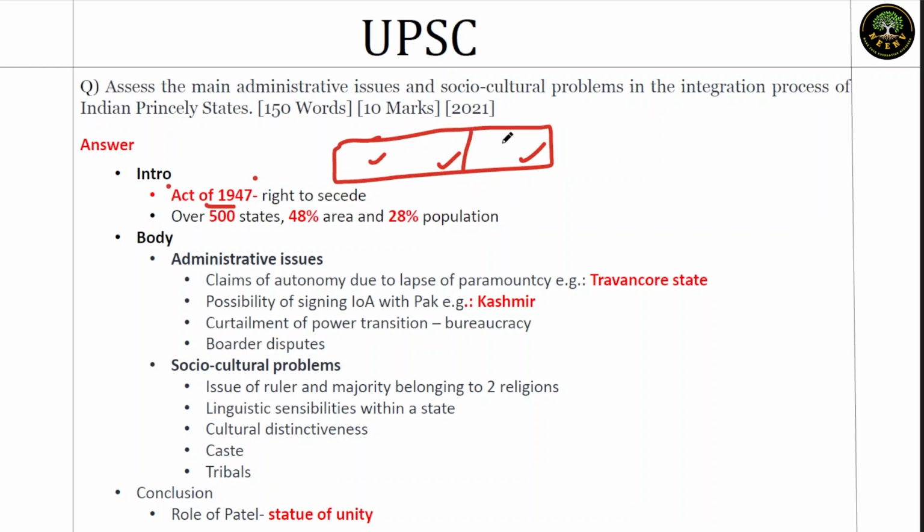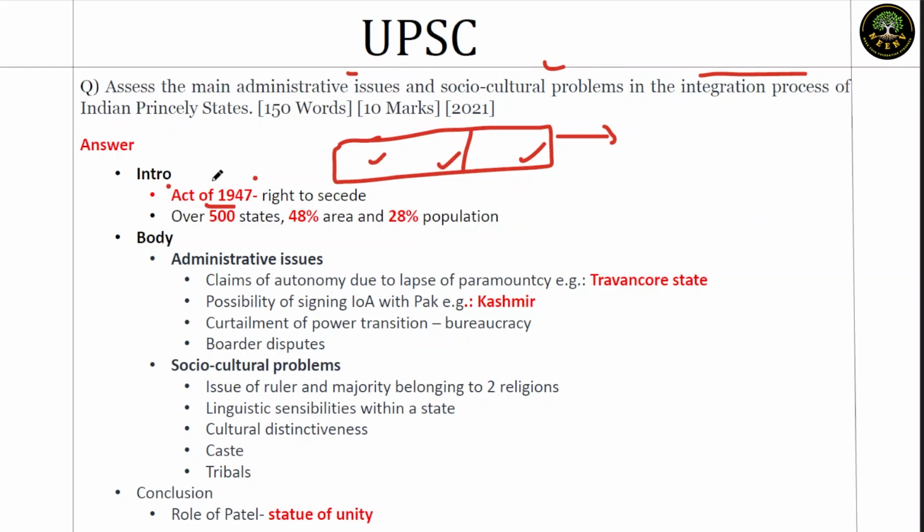But from the perspective of the Indian Union, there is a need to annex these states or integrate these states. The right word to use is integrate. Annexation is something that we do forcibly. So what were the administrative as well as socio-cultural problems in the integration process?